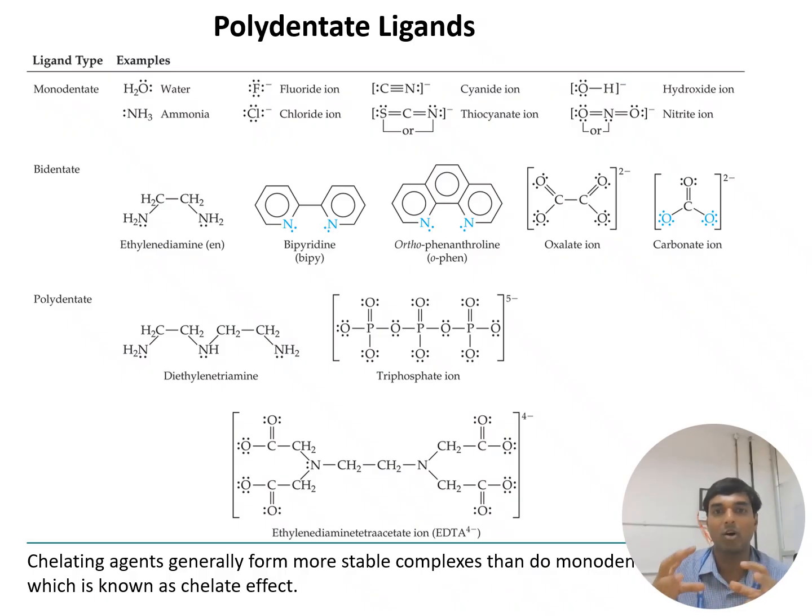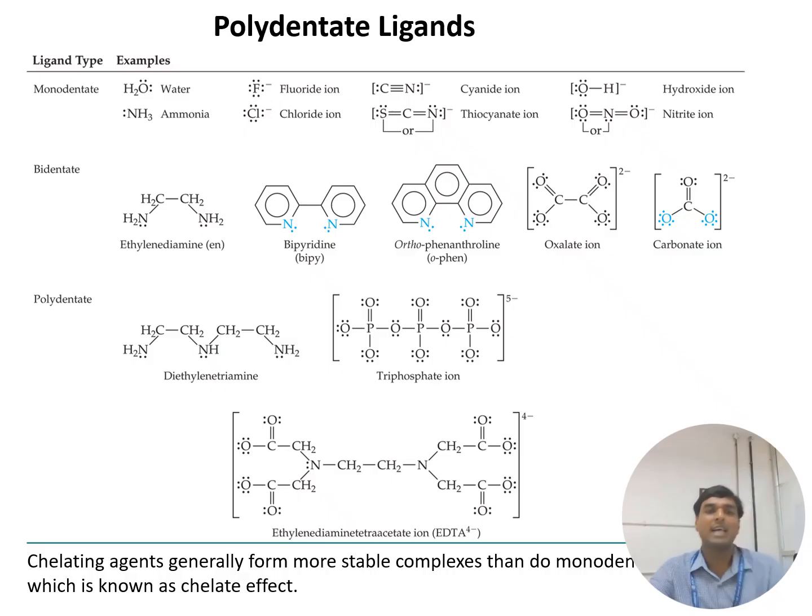It's just like an octopus. When an octopus goes hunting, with its eight arms or legs it captures the whole animal it is hunting. So that's a kind of cyclic, ring structure. In this case, we can see diethylenetriamine, which has denticity 3. Similarly, triphosphate ion has 1, 2, 3, 4, so it is multidentate.